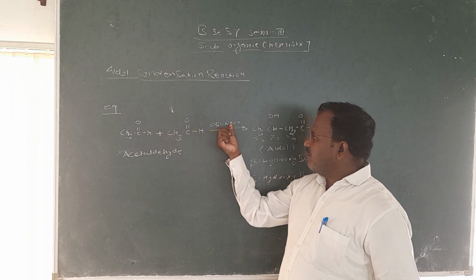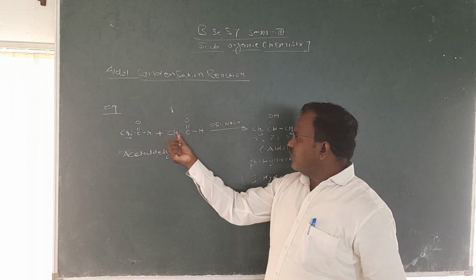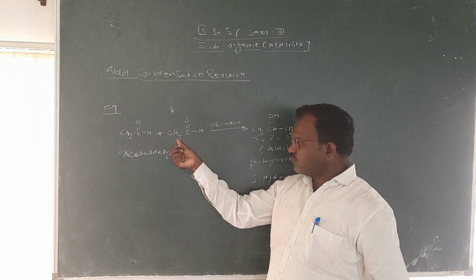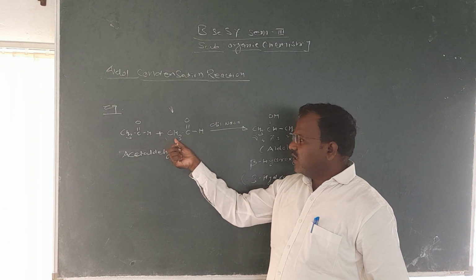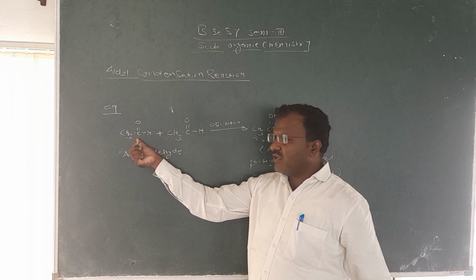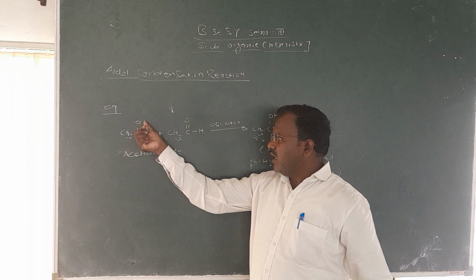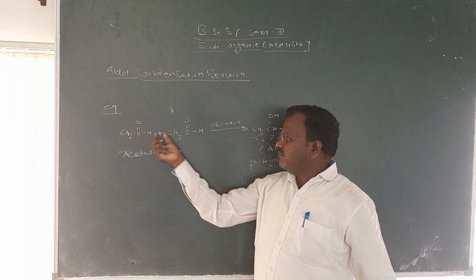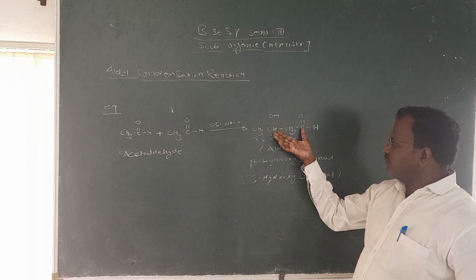Here in this case, first the formation of the anion: the base abstracts the proton from the alpha hydrogen atom, and this anion attacks the electron deficient carbonyl carbon atom, and then the hydroxy group is formed.